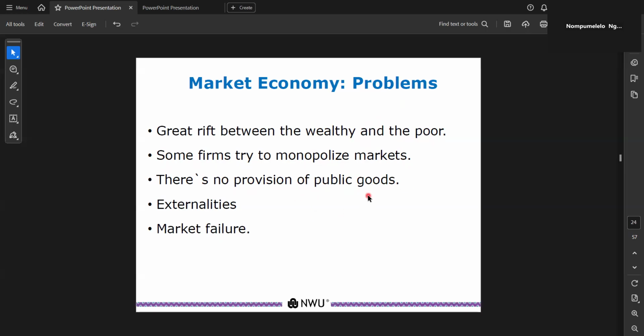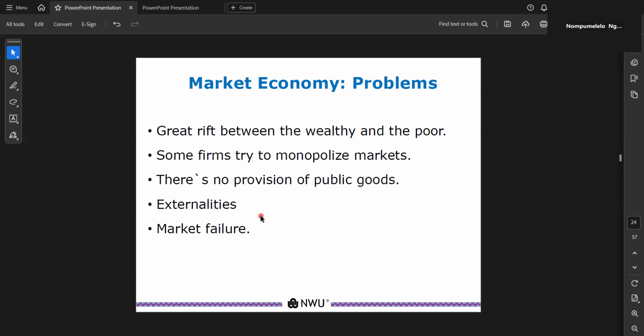Obviously, in the market economy, resources are owned by individuals. And I did say, the market economy is also known as capitalist, meaning that they are profit driven. So whatever they do, they want to make a profit. That's why they do not provide public goods. Because with public goods, you don't get anything in return.